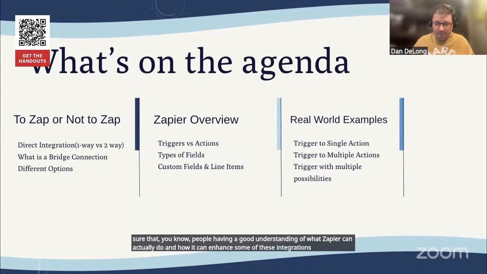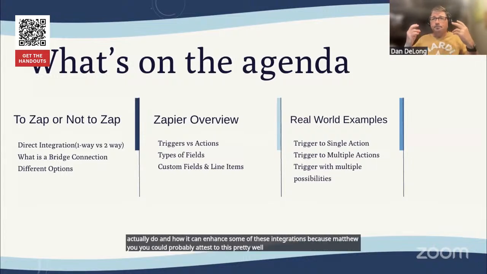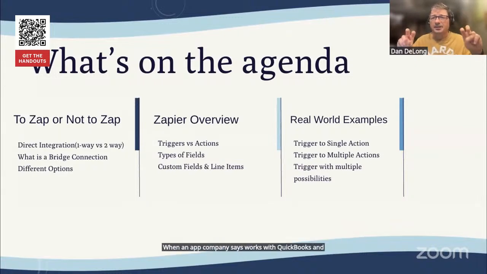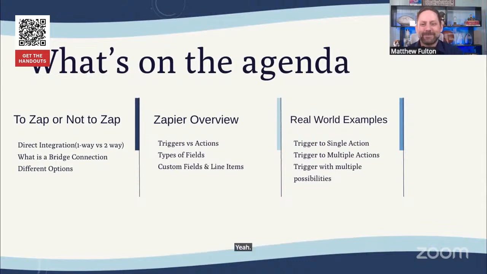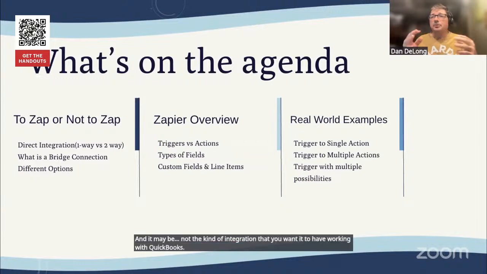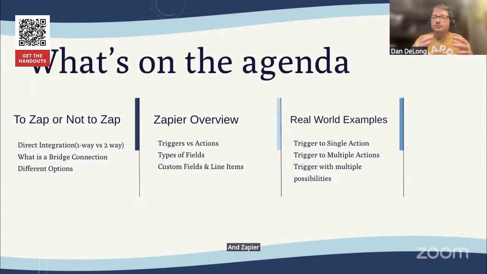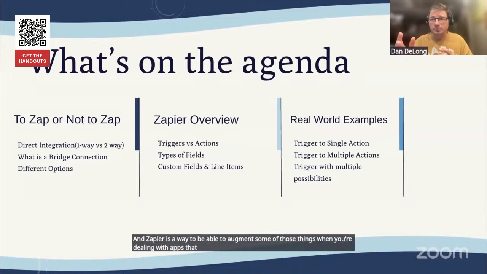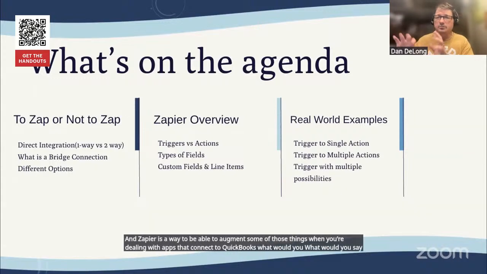Because Matthew, you could probably attest to this pretty well. When an app company says "works with QuickBooks," and I'm using air quotes there, the devil is always in the details. Yep. And it may not be the kind of integration that you want it to have working with QuickBooks. Zapier is a way to augment some of those things when you're dealing with apps that connect to QuickBooks. What would you say? We're going to go into what it is and everything, but what are your thoughts on that?